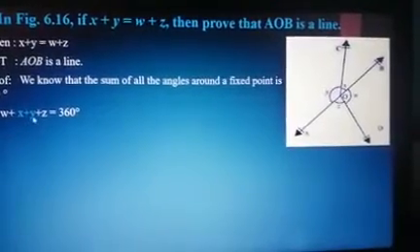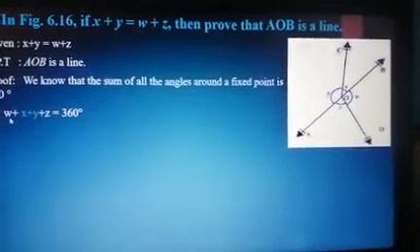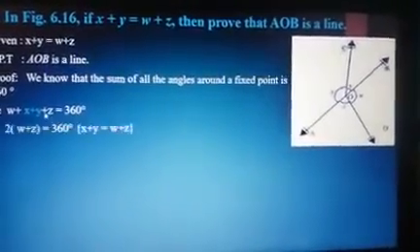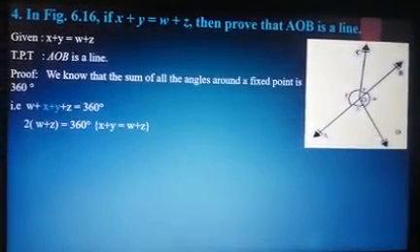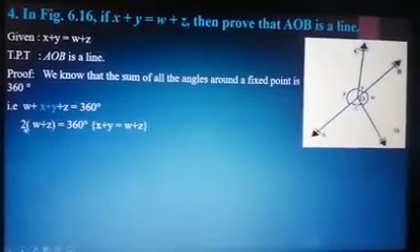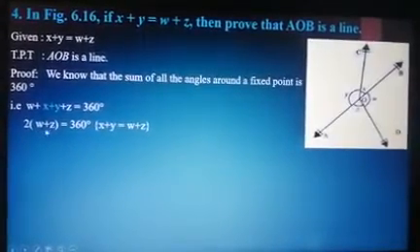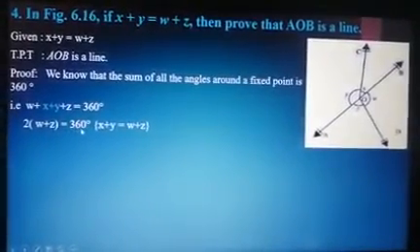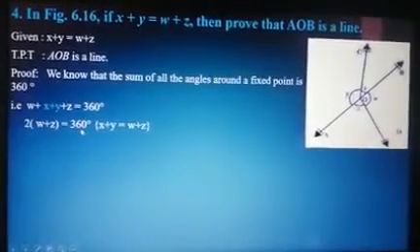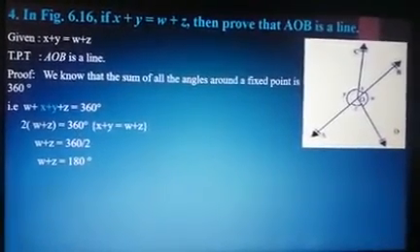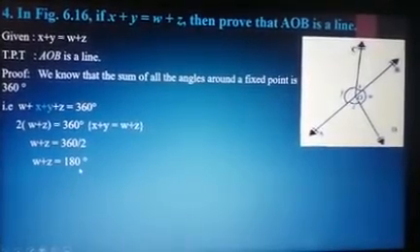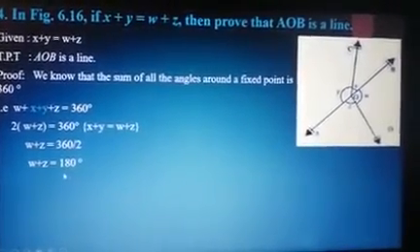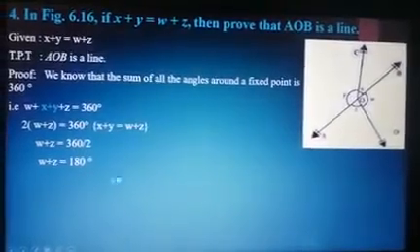If I write w plus z, I'll be getting 2 times w and 2 times z, correct? So that is 2 times w plus 2 times z. I'm going to take 2 common. I'll be left with w plus z, which is equal to 360 degree. So w plus z will be equal to 360 divided by 2. So I'm going to get w plus z as 180 degree, right? So here I'm getting w plus z as 180 degree.